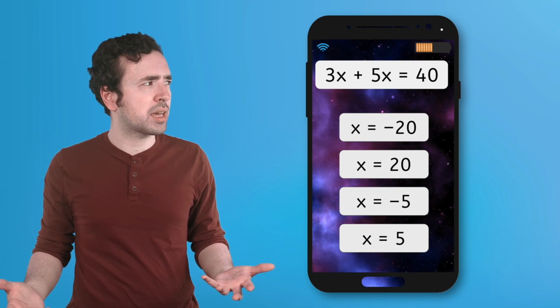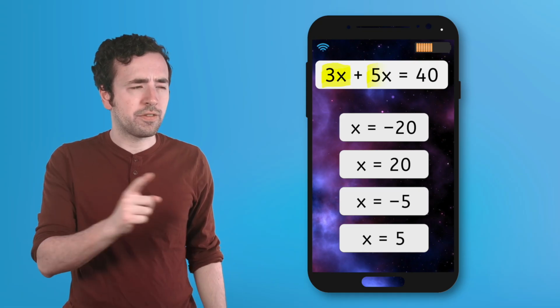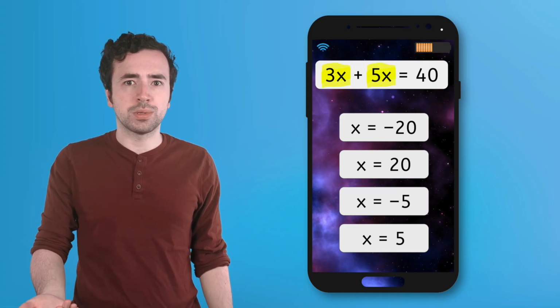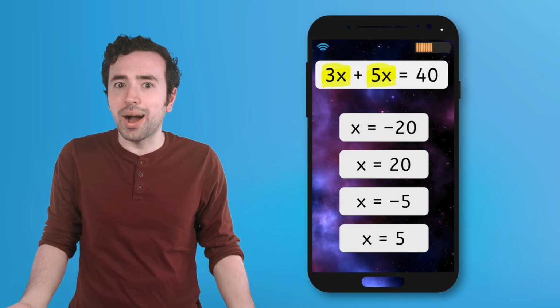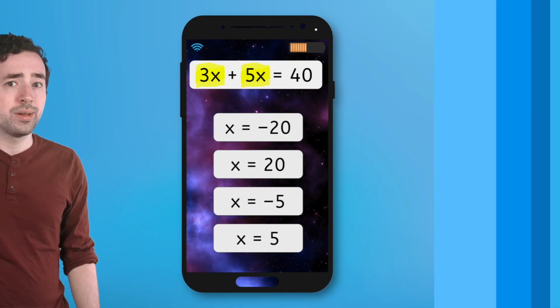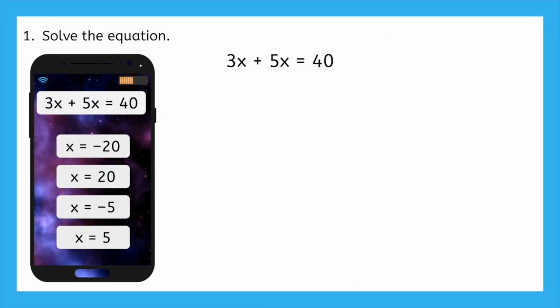Wait a second. 3x and 5x are like terms, which means we can combine them. Maybe that'll help. 3x plus 5x is 8x. So now we have 8x equals 40. Hey, that's a one-step equation now. We solved a bunch of these. What do we do? Totally. Divide by 8 on both sides. That gets us x equals 5.